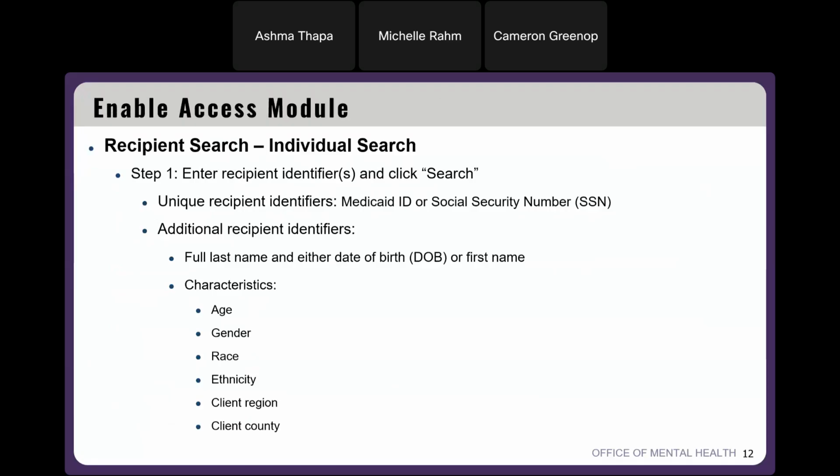Now let's go ahead and walk through the Enable Access module quickly. To look up a specific individual, you'll want to navigate to the Individual Search tab on Recipient Search and enter your recipient identifiers. And it's easiest if you have a unique identifier, like their Medicaid ID or their Social Security number. But you can also search by additional identifiers, such as their full last name and their date of birth and/or their first name. You can also include characteristics like age, gender, race, ethnicity, region, and county.